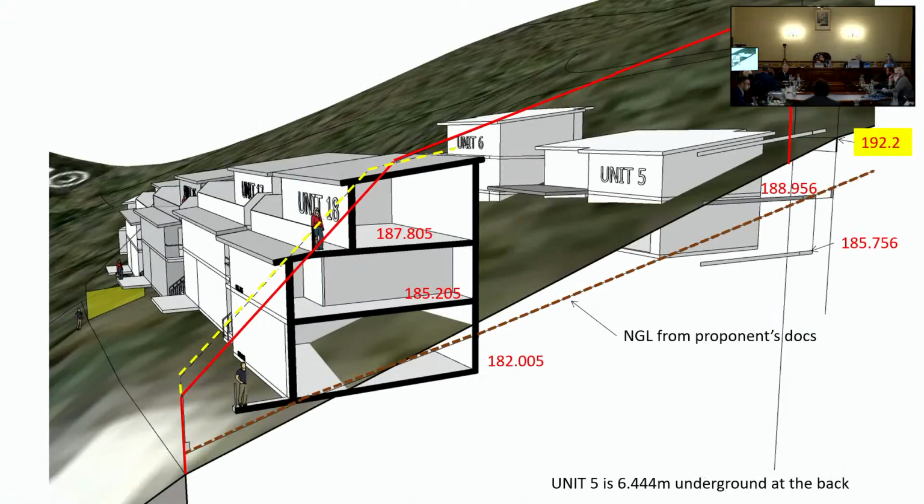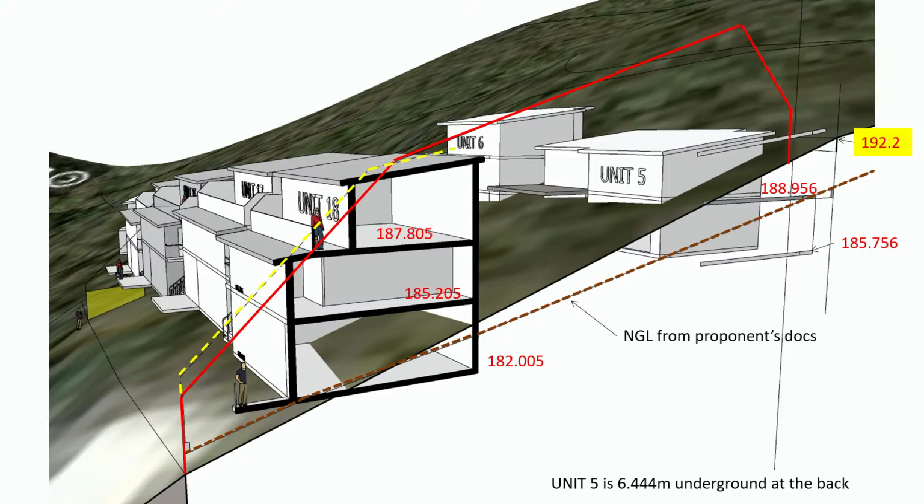So I've put together this accurate three-dimensional model. Again, that 192.2, you can see it highlighted in red up the top right-hand corner. And then if you use the proponent's levels, you can see 185.7 is the lower floor of Unit 5. Simply subtract that from the 192. That puts that building 6.4 metres below ground level. But if you look at their dotted brown line, that's only 3 metres below ground level. This is a clear error, very simple to work out.